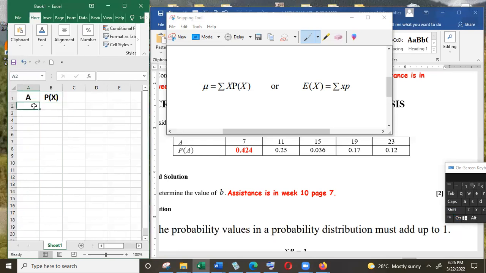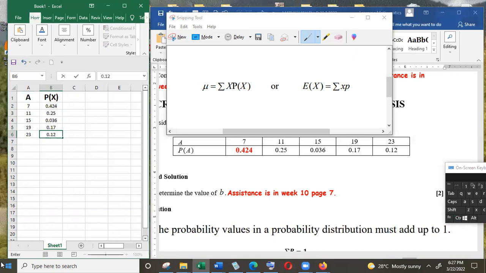Now the A values are 7, 11, 15, 19, and 23. So these are our X values. And our probability values are 0.424, 0.25, 0.036, 0.17, and 0.12.